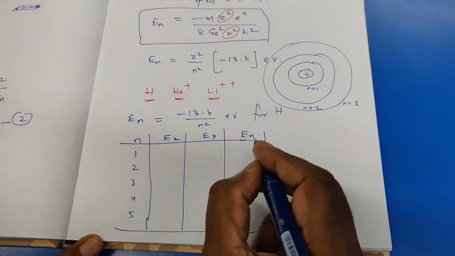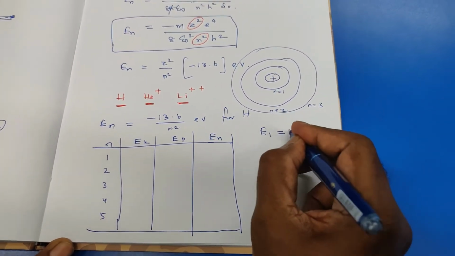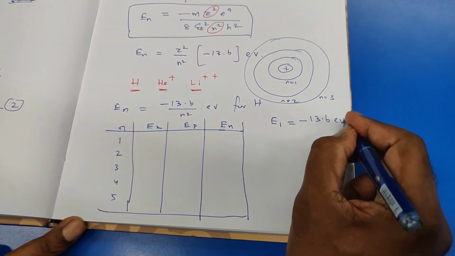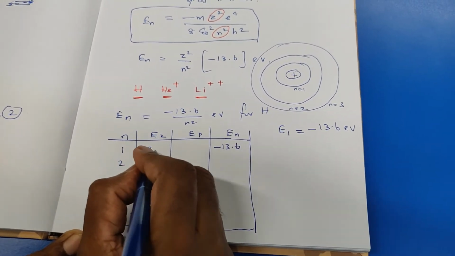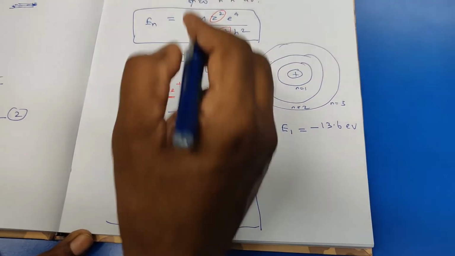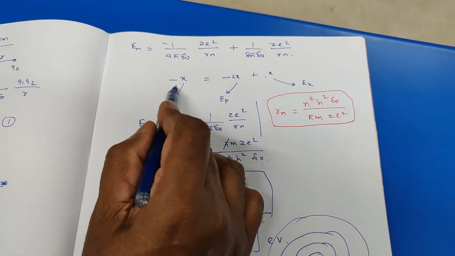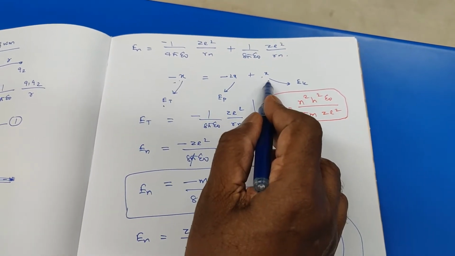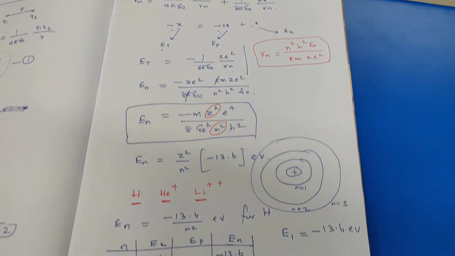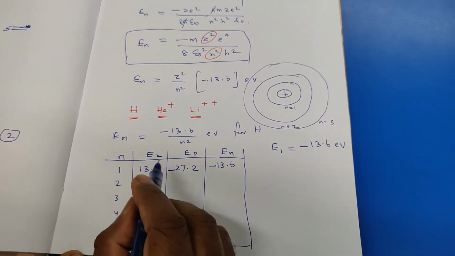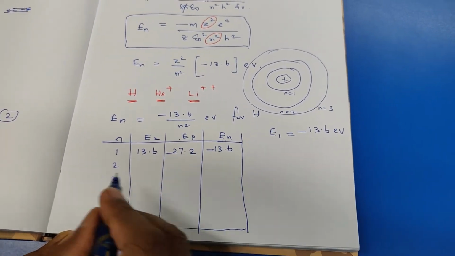Right. Now En is minus 13.6 by n square. So when n is equal to 1, E1 will be minus 13.6 by 1. Therefore, it will be minus 13.6. And you know, kinetic energy will be plus 13.6. Why? Because if the kinetic energy is x, the total energy is minus x. This is minus 13.6. Therefore, this is 13.6. The potential energy will be minus 27.2. You have to multiply by 2. So this is minus 27.2. When you total kinetic plus potential, you will get the total. Okay, this is first level.